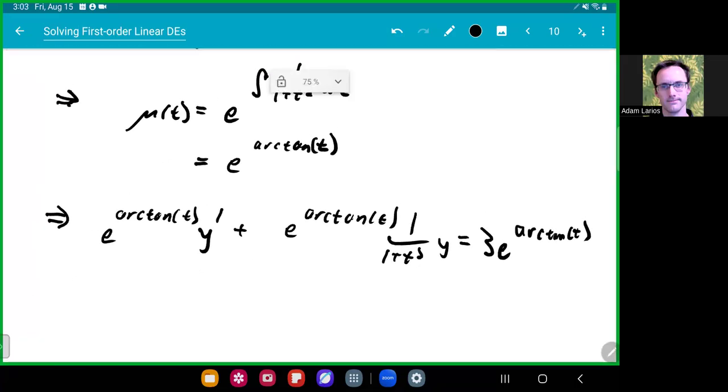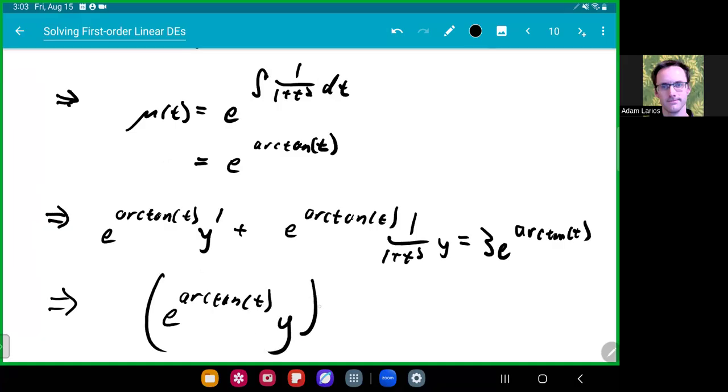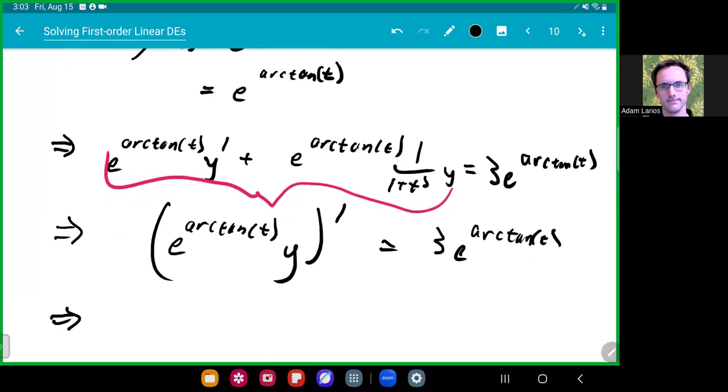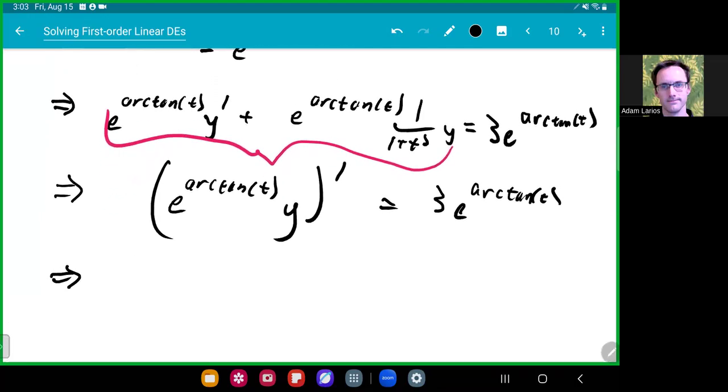We know from our construction, well, right here, this is the derivative of arctangent. So we can rewrite this as e to the arctangent of t times y prime. That's this whole left-hand side. It's collapsing into this nice expression. And then that's equal to 3e to the arctangent of t. Okay, another step. Now we just have to integrate both sides.